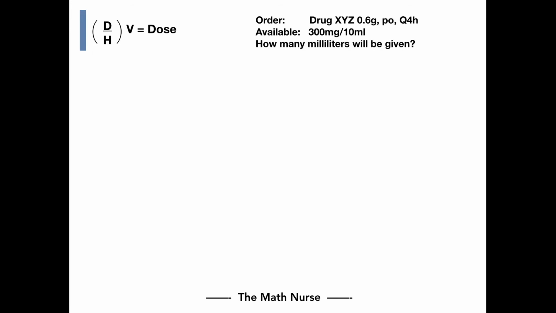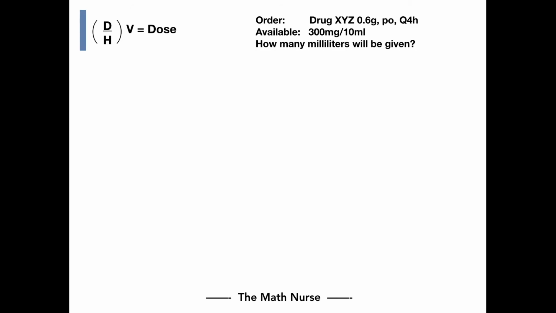All right, so now we'll have orders sometimes where you have drug XYZ and the order is for 0.6 grams by mouth every 4 hours. However, the drug that we have on hand is 300 milligrams for every 10 milliliters. Okay, so we're going to have to do a little conversion here before we can actually approach the problem.